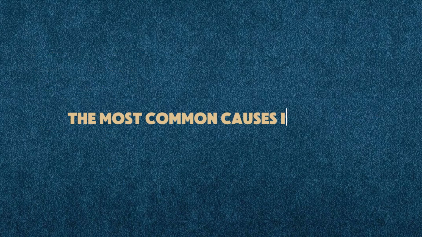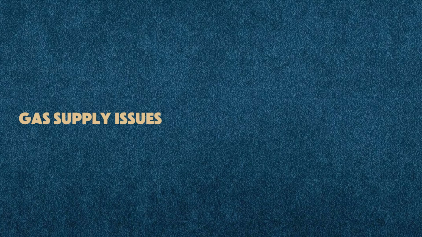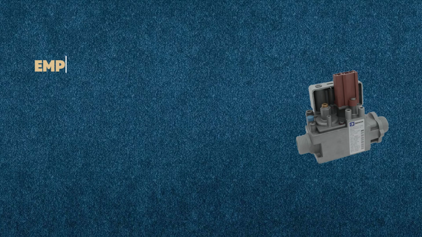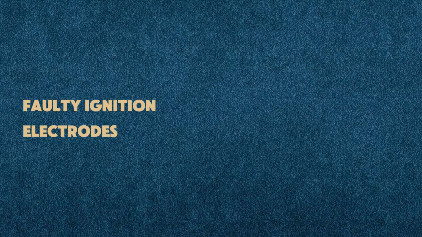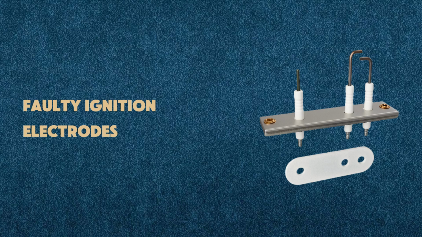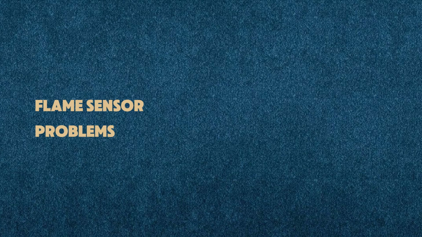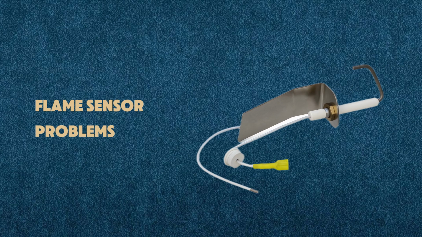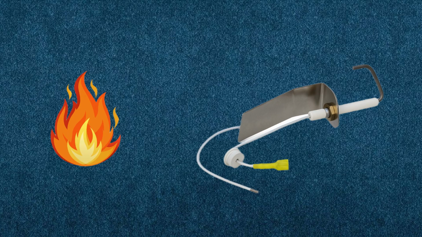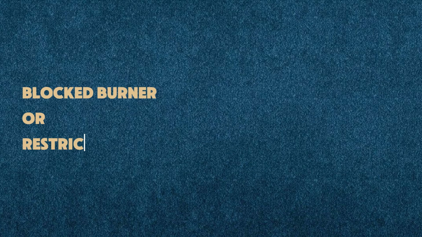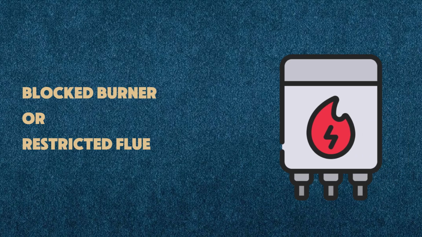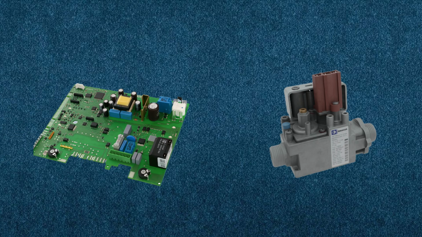The most common causes include gas supply issues, such as a closed gas valve, empty meter, or interruption in supply. Faulty ignition electrodes, worn or cracked electrodes that can't generate a strong enough spark. Flame sensor problems. If the ionization probe is dirty or damaged, it won't detect the flame correctly. Blocked burner or restricted flue, preventing proper combustion. Or sometimes a faulty gas valve or PCB, failing to send or receive ignition signals.